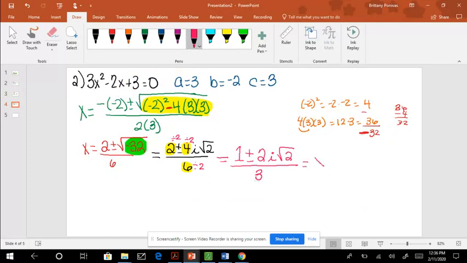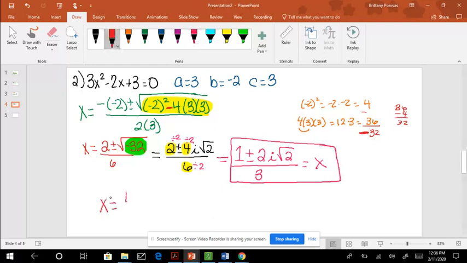And don't forget that is an x value. If you prefer to rewrite it with the x on the left, that's fine. So make sure you have all of that work down for number 2.